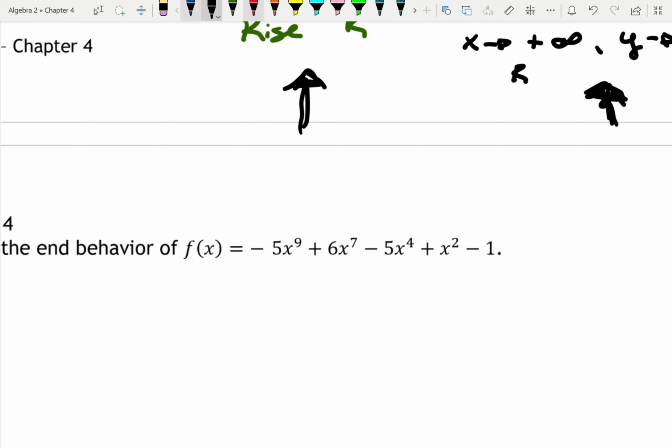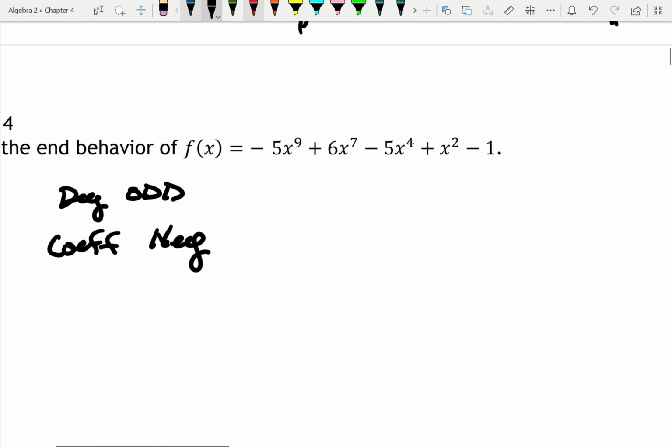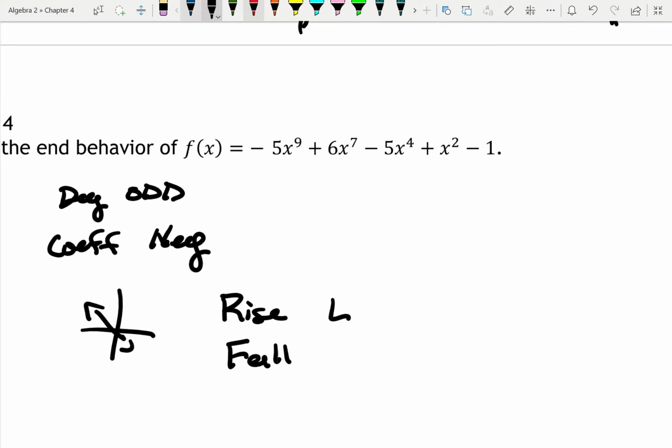All right, let's go to number 4. We're supposed to analyze the end behavior again. Our degree is odd, because it's 9, and our coefficient is negative. Whenever I do this problem, I go back: the degree is odd, that would be like a line, and a negative coefficient would be like having a negative slope. So our line would look something like this. We're going to rise left and fall right.